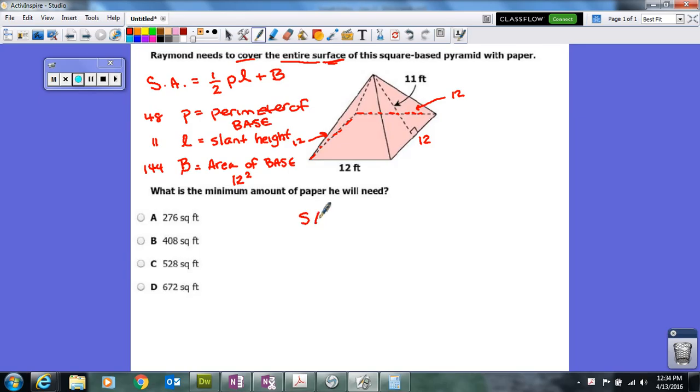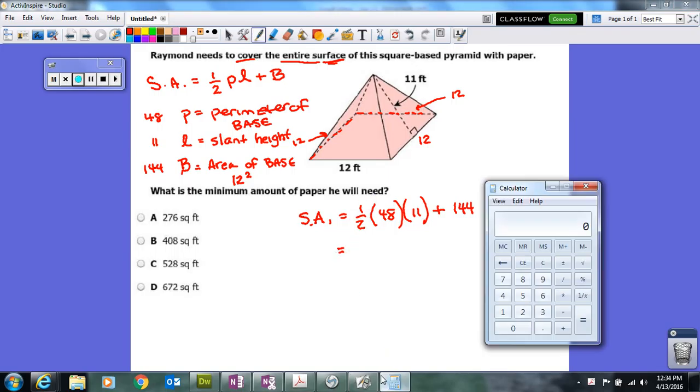So I'm going to go ahead and show my work down below. Surface area equals 1/2 P. My P is 48. So I will add that to my formula. L. My L is 11. So I add that to my formula. Plus B. My B is 144. So I add that to my formula. Now when I go ahead and start multiplying all these things together and adding everything together, and remember the careful part of this is to use order of operations.